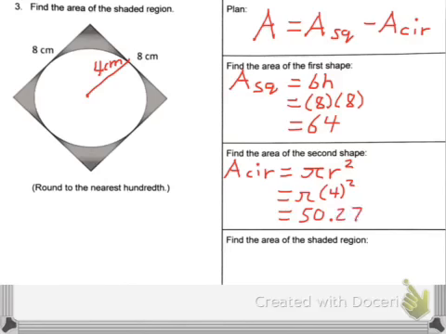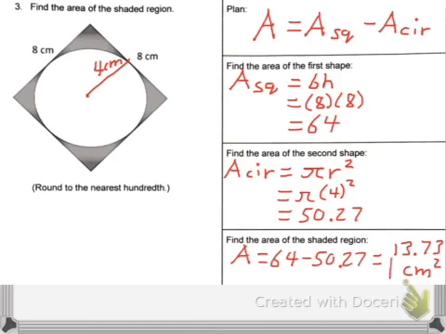So our plan at the top was to subtract the area of the circle from the area of the square. So we will get 64 minus 50.27. When we subtract those two things, we'll get 13.73. Our unit of measure here is centimeters, so that's centimeters squared. Alright, that will do it for our lesson on composite area.